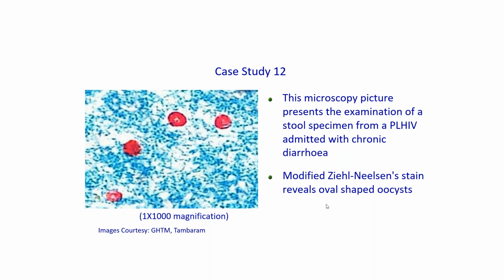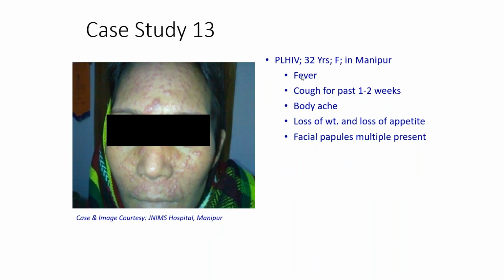So it's likely to be stage 4. Next case. PLHIV, 32-year-old female, resident of Manipur, who presented with fever, cough, body ache, loss of weight, loss of appetite, and multiple facial papules. If you can see, this patient has these multiple papular, coalescent, some places even nodular lesions all over the face.